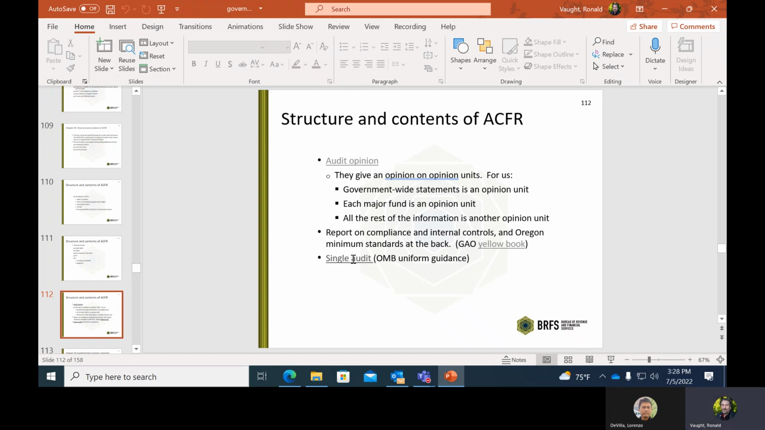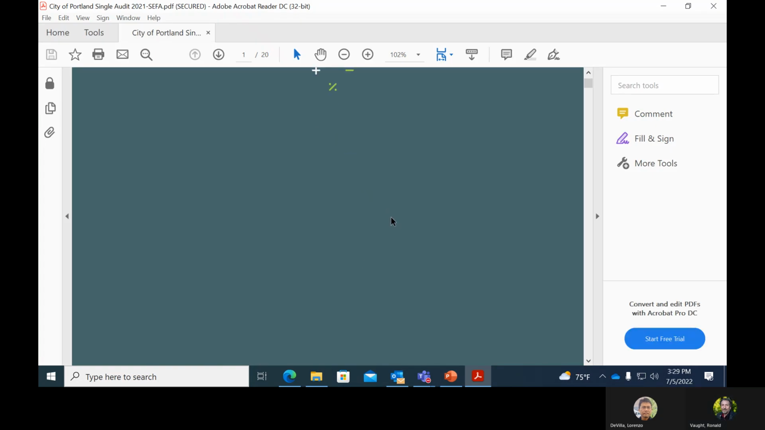CFDA is the Catalog of Federal Domestic Assistance, and for every federal grant there is a CFDA number. Then in the compliance supplement, it tells you which types of compliance testing you have to do for that particular grant. So anyway, we'll see a little bit more about that in a second.